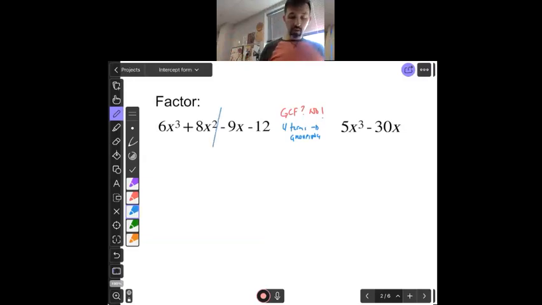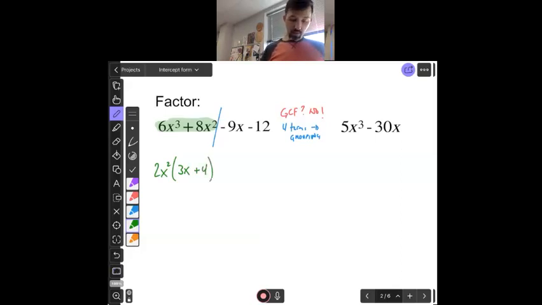Okay, and we look at that first group. Now we go for a GCF within the first group. What do the first 2 terms have in common? So both of those have 2 in them. They also both have 2 x's in them, so 2x squared comes out of both of those. Well, 2x squared times what is 6x cubed? No, 2x squared times 3x. And 2x squared times what is 8x squared? It would be 2x squared times 4, and positive 4. So I need a plus 4.